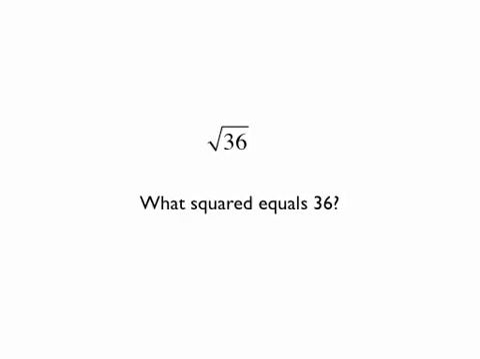But whenever you see the square root of 36, the question that's asking is what squared equals 36? So what times itself would equal 36? And in this case, you can just kind of count up. So like 2 times 2 is 4, so that doesn't work. 3 times 3 is 9. That doesn't work. 4 times 4 is 16. That doesn't work. 5 times 5 is 25. That doesn't work. So let's try 6 times 6. 6 times 6 is 36. So the square root of 36 is 6.